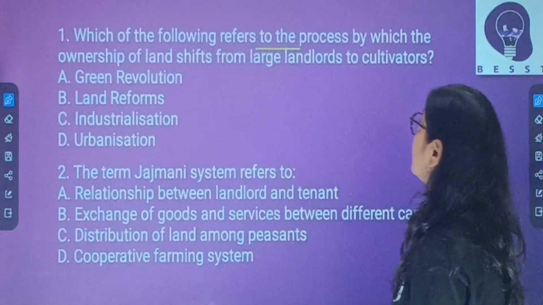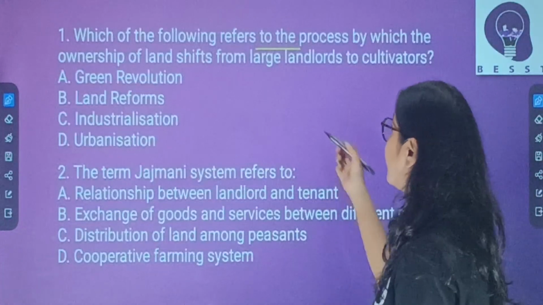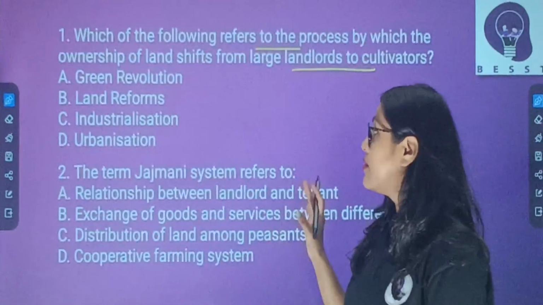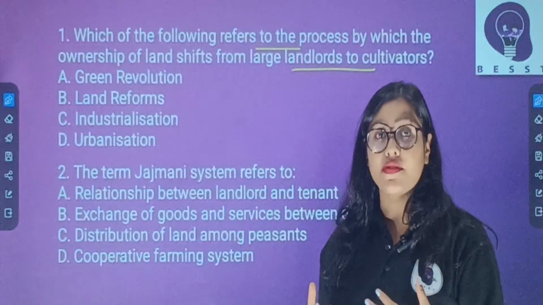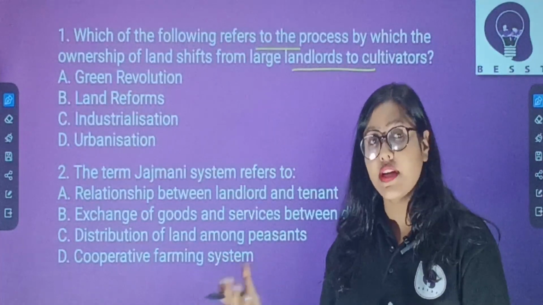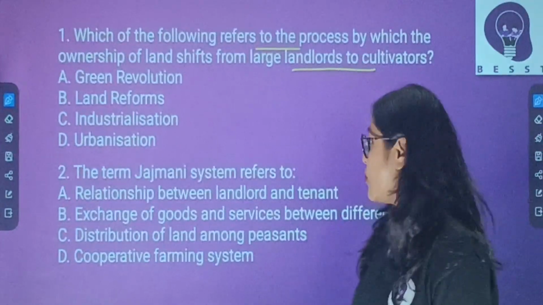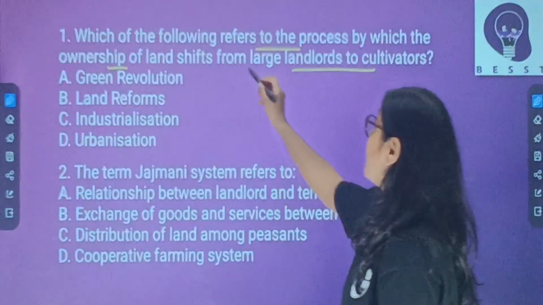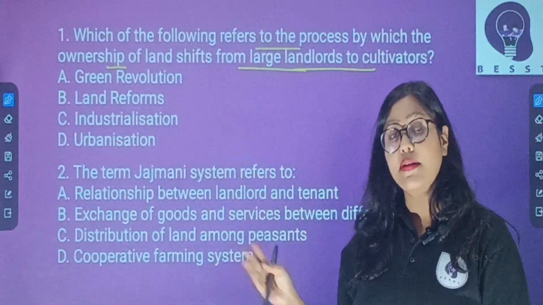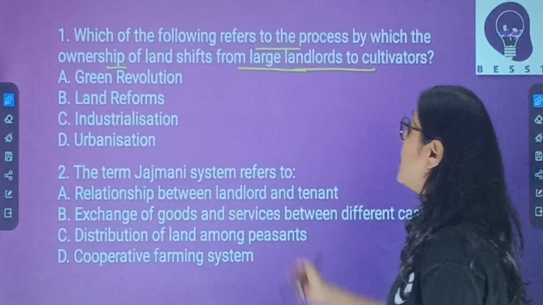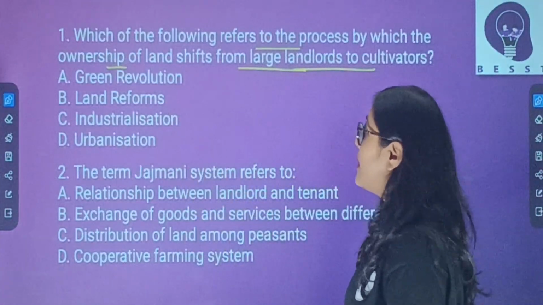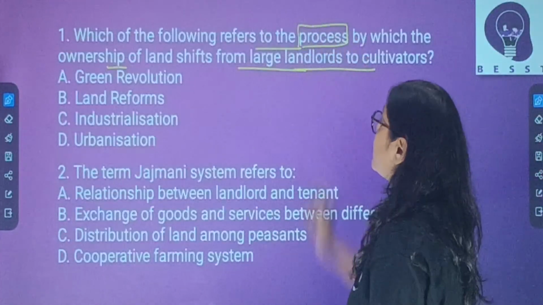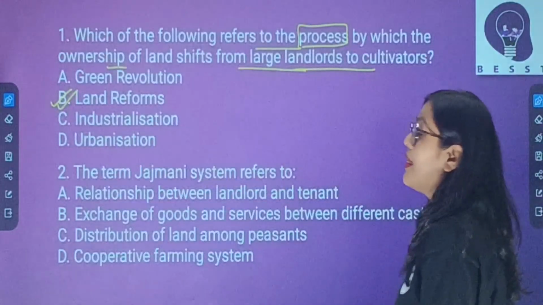Which of the following refers to the process by which the ownership of land shifts from large landowners to cultivators? In this chapter we have discussed all kinds of land reforms that were previously there and how it has changed after the Britishers came or the Green Revolution came and after independence as well. So how did the ownership of land shift from large landlords to the cultivators, to the landless laborers, to the wage workers? Option A, Green Revolution. B, land reform. C, industrialization. Or D, urbanization. What is the process? How did it shift? So it will be answer B, land reforms.